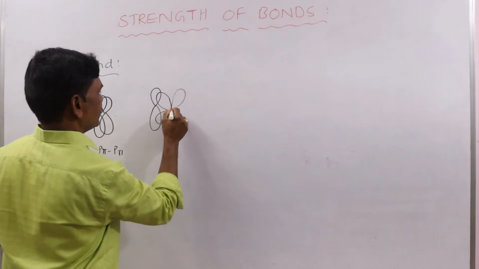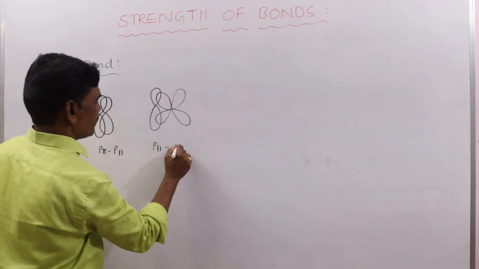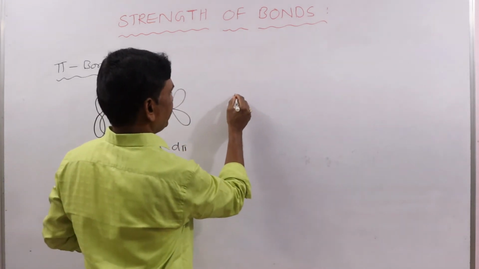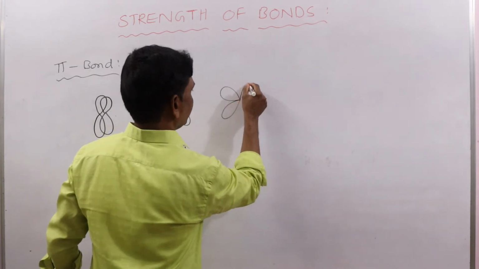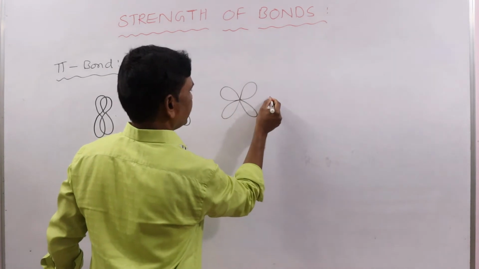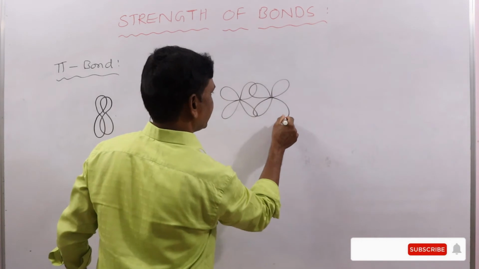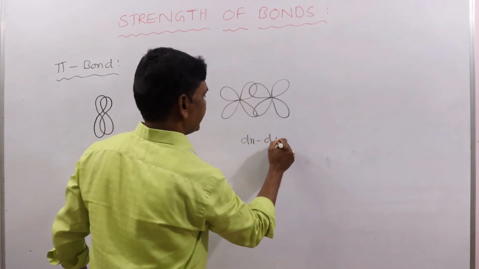So now it is between p and d orbital. It is p pi d pi. So next one is between two d orbitals. So first d orbital and a second d orbital. So now it is d pi and d pi.